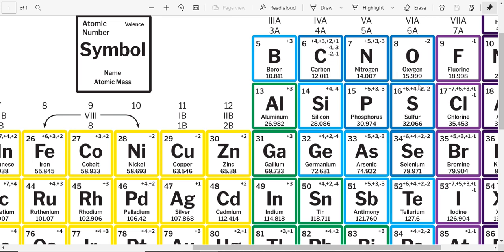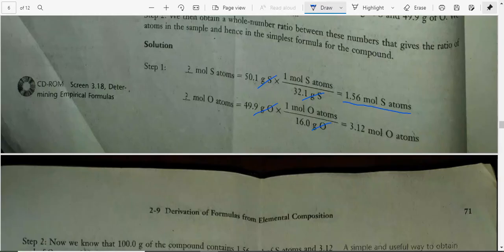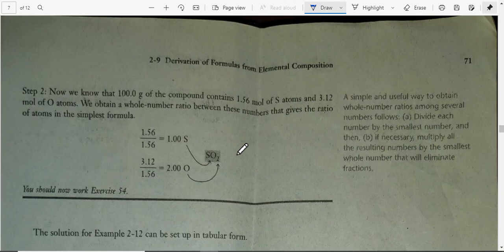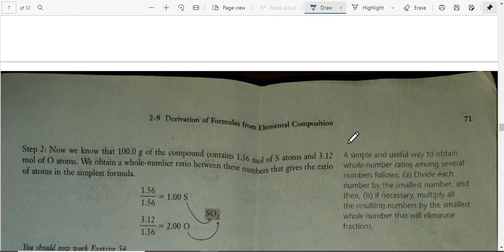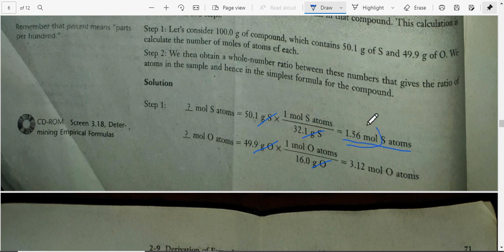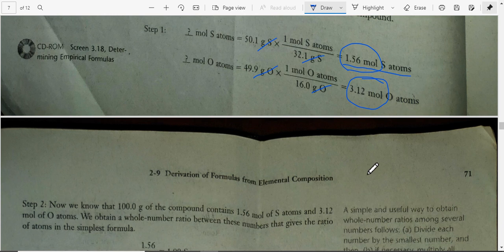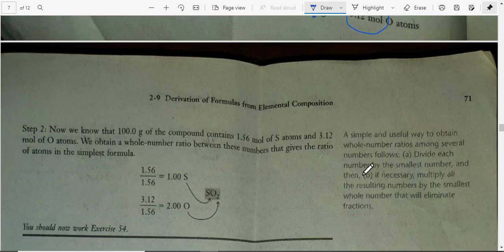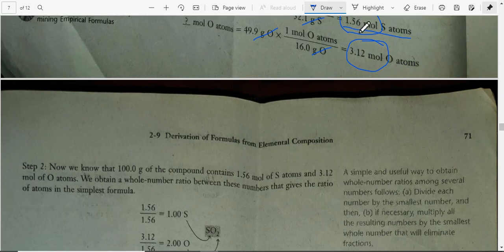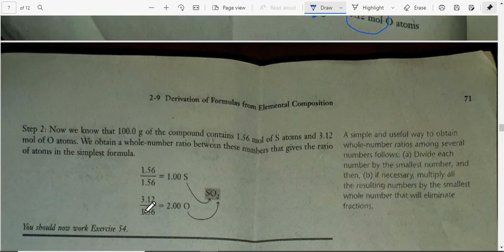Next, what will we do? Step 2. Since you are given the moles, you use the lowest as your denominator. What is the lowest? You will be using 1.56 moles. So 1.56 divided by 1.56 equals 1. Then next is 3.12 divided by 1.56. You will have 2 oxygen.